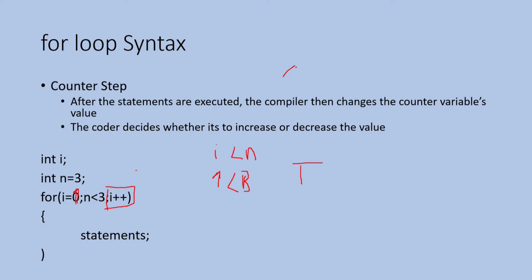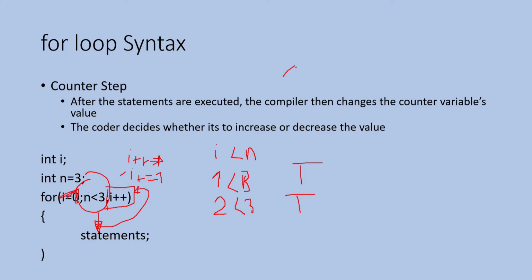Now the compiler goes and executes these statements and comes back over here and adds 1 to I. So I plus plus is pretty much I plus equals 1. So if I is 1 right now, it's going to add 1. So the new value of I is going to be 2. True, because 2 is less than 3.